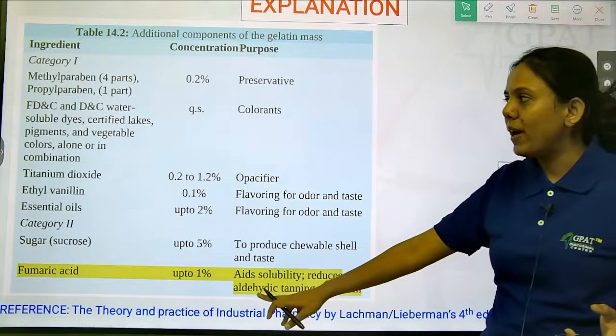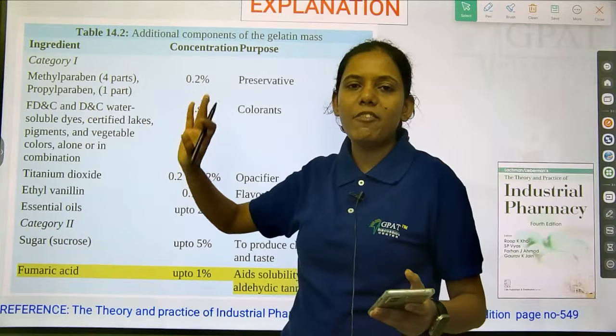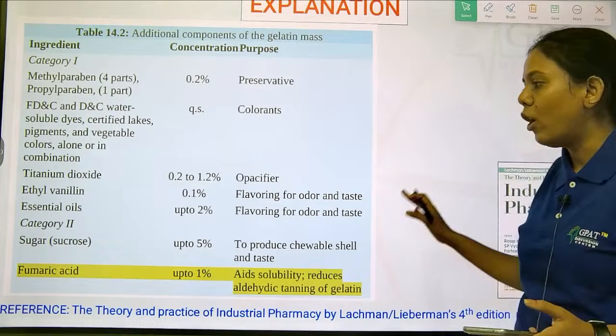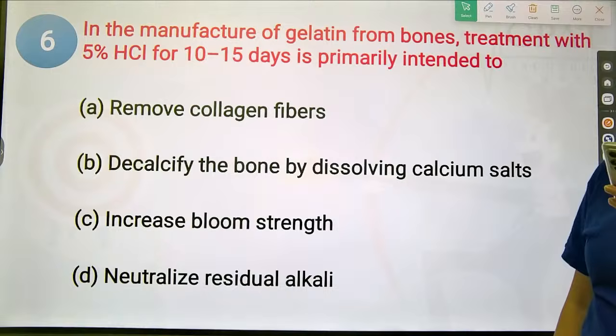So you can see fumaric acid. The rest of the things are the same: the preservatives, parabens are there, vanillin is there. Then you can see titanium dioxide, which is an opacifier. But fumaric acid is something which is unique for this capsule.